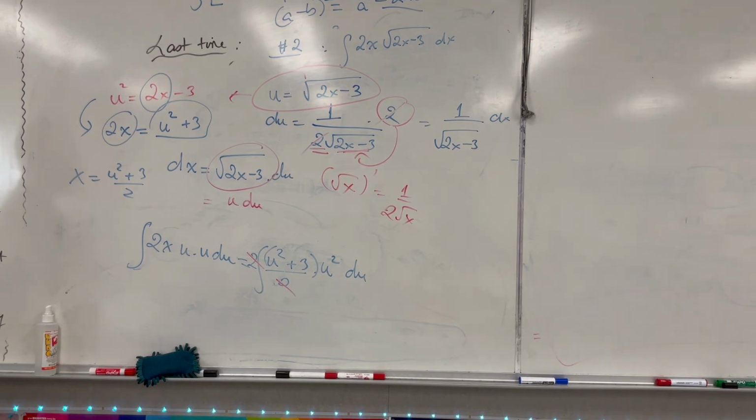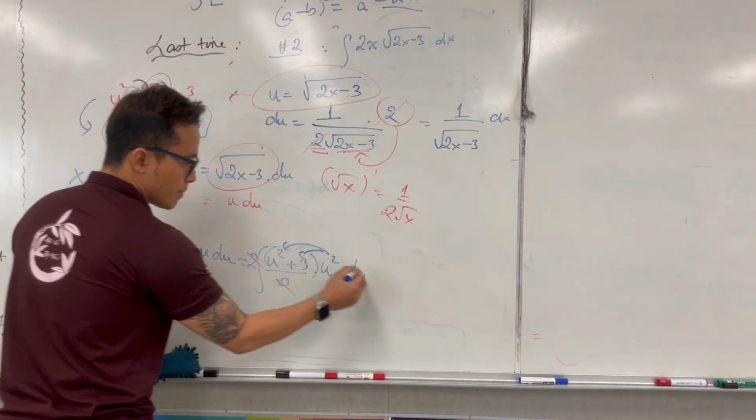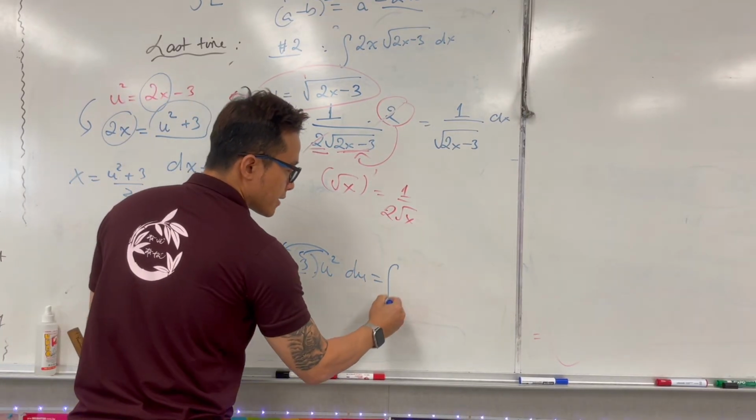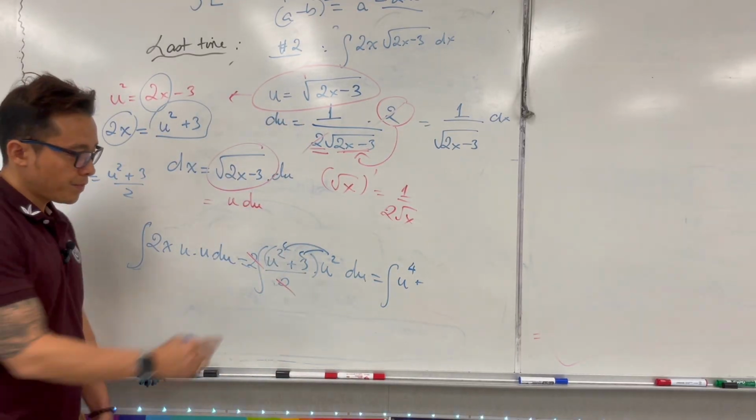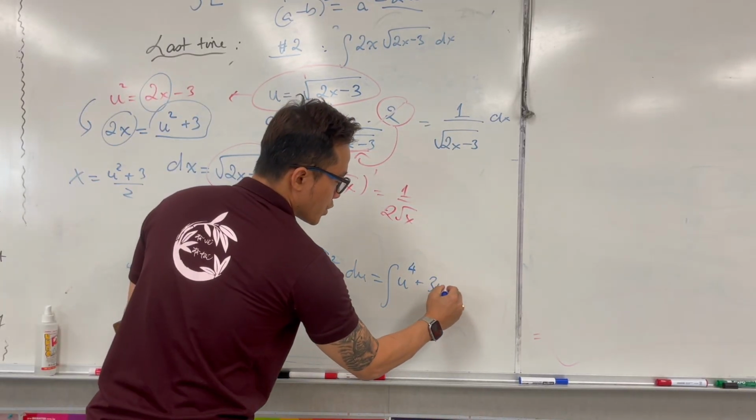Now you plug in. What do you mean plugging in? You're only plugging in after you've done the integral. We're not done with the integral yet. Do we combine the u squares? You distribute. So you have u squared times u squared is u4, and u squared times 3 is 3u squared.